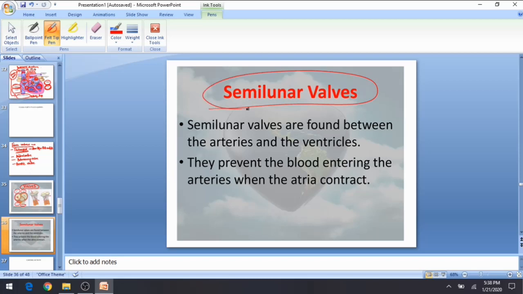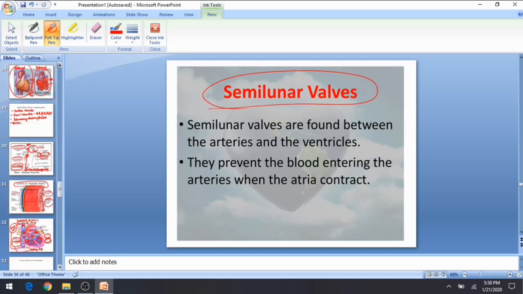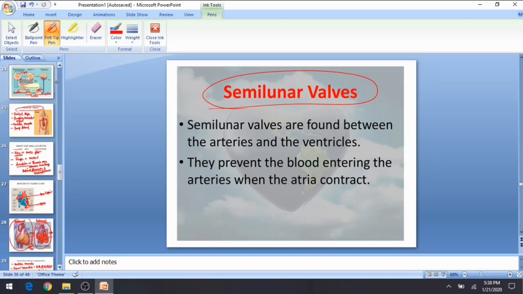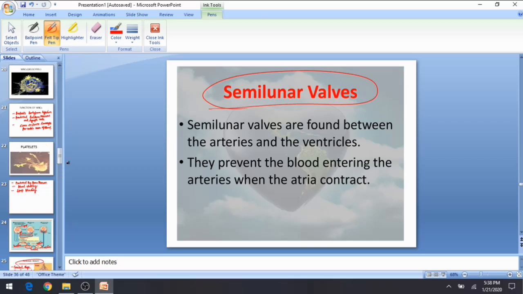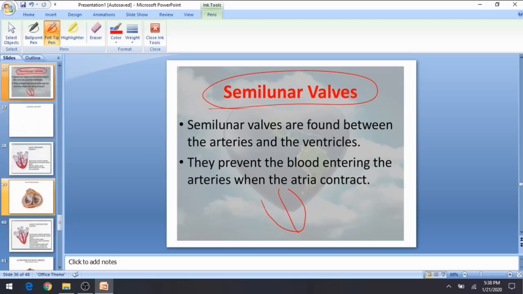Next is semilunar valve. If you see the diagram of heart, as I mentioned above, semilunar valve is the valve which divides left and right side of the heart, and hence it prevents the mixing of blood. So it is found in between arteries and ventricles. It prevents the blood from entering arteries when atria contract.